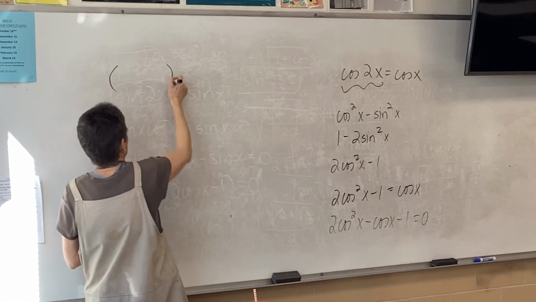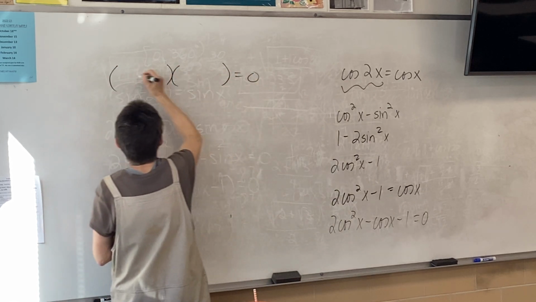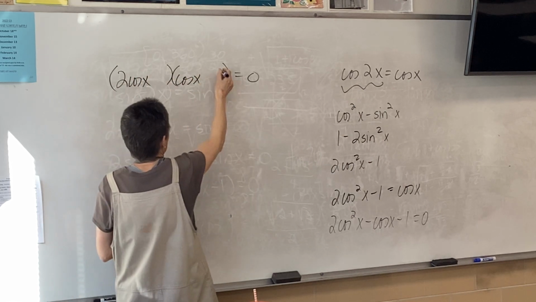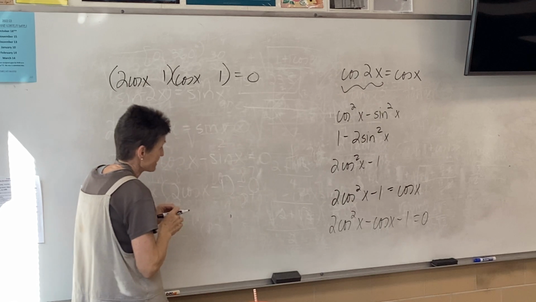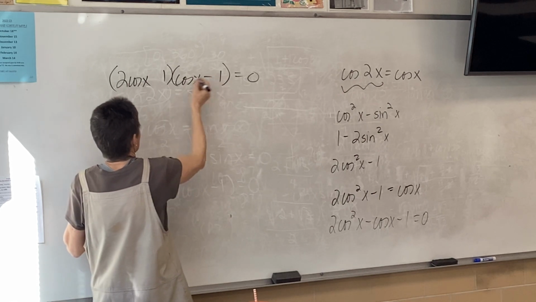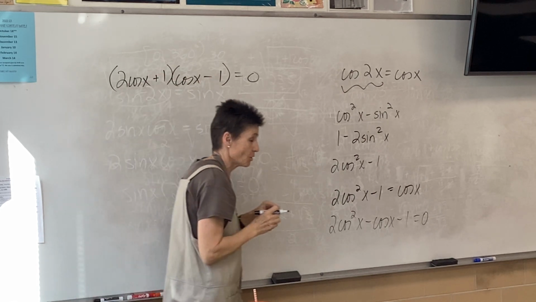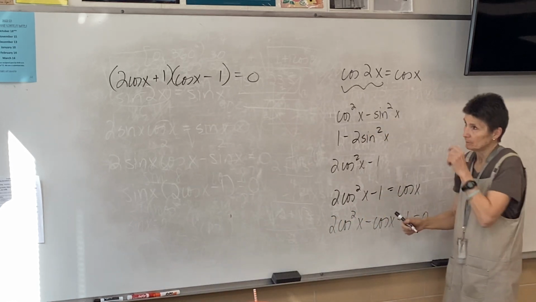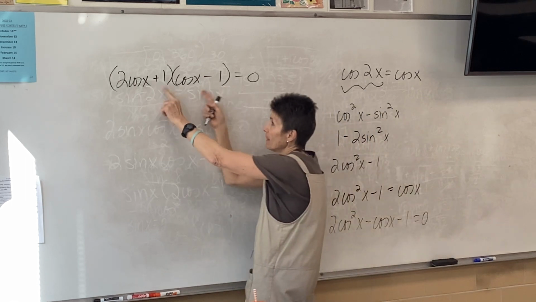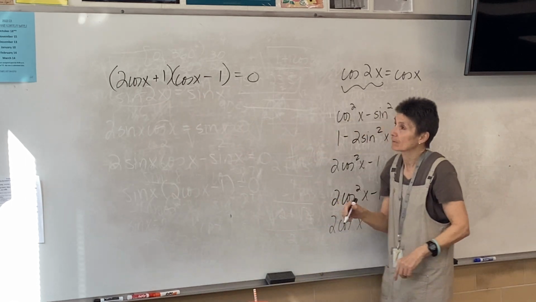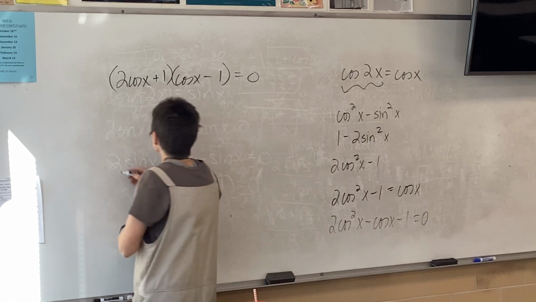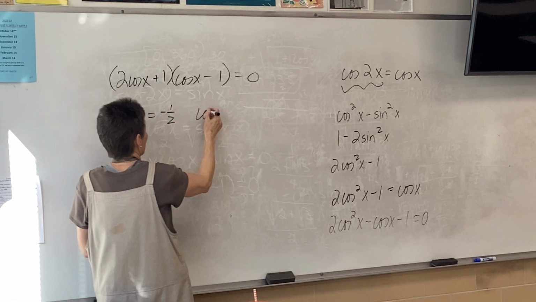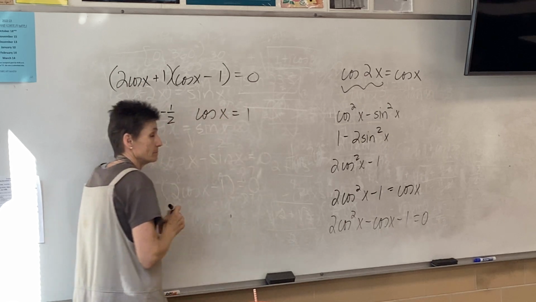So how is that going to factor? 2 cosine and cosine. It's going to have to be 1 and 1, so I just need to figure out my signs. I need this one to be minus and this one to be plus, so that when I FOIL it out, my middle term is negative. -2, +1. So what happens? It says cosine is -1/2, or cosine is 1.